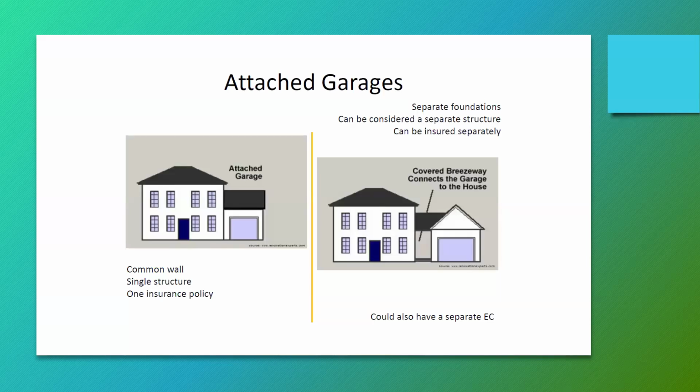So if it's attached, you'd have it on one insurance policy and that goes in line A9. On the right side, this is a covered breezeway and there's no common load-bearing wall, so it's not structurally attached. So it wouldn't be on the same elevation certificate as that structure. It may not even need an elevation certificate as long as it's been properly permitted and is compliant.